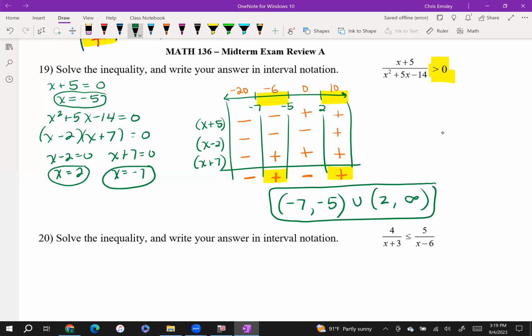There we go. X values in those 2 intervals will give us a rational expression up there that is greater than 0. Oh, sorry, greater than 0, not equal to.